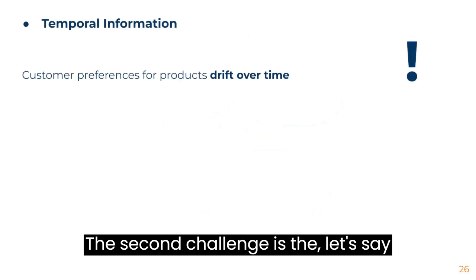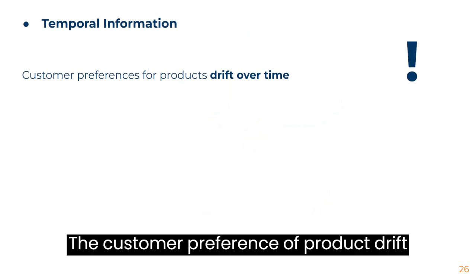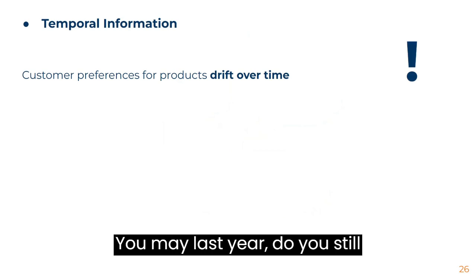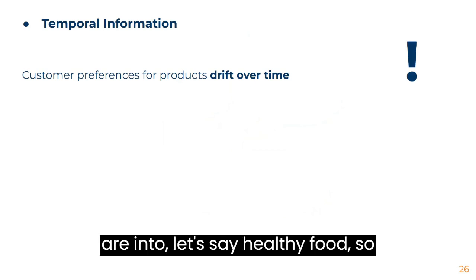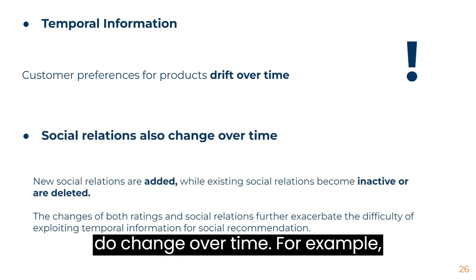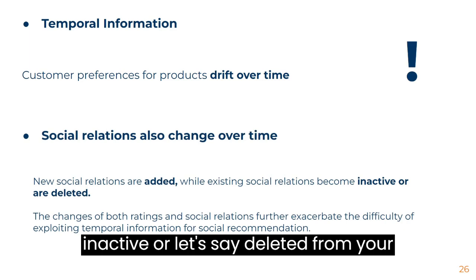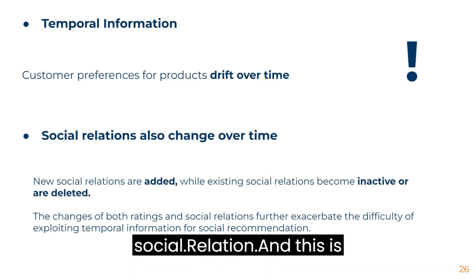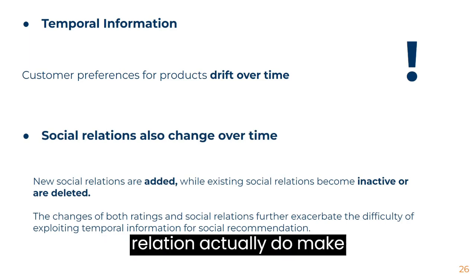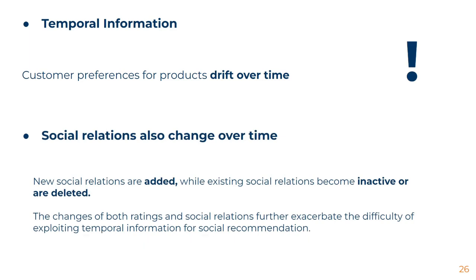The second challenge is the temporal information. Customer preference for products drifts over time, which means it changes over time. You may have liked fast food last year, but this year you are into healthy food. The second point is that social relations also change over time. For example, user X may become inactive or be deleted from your social relations. Change in both ratings and social relations makes recommendation very challenging and difficult.